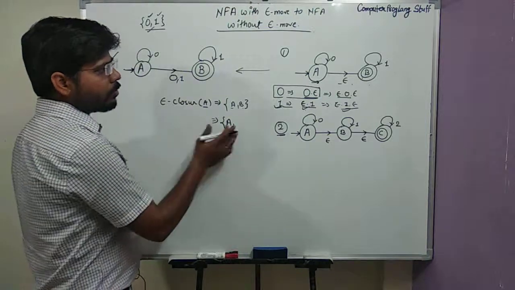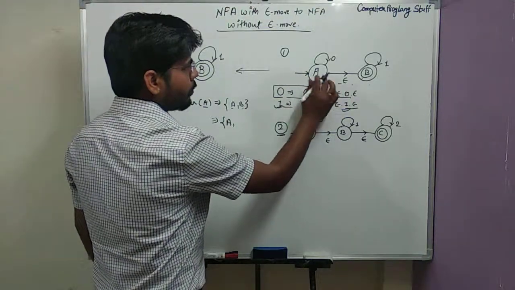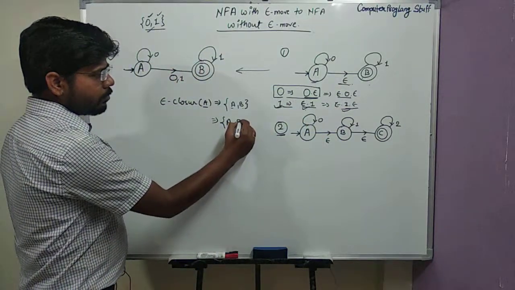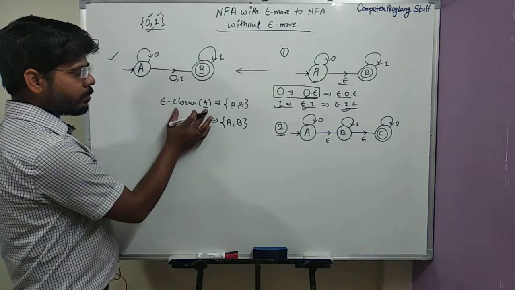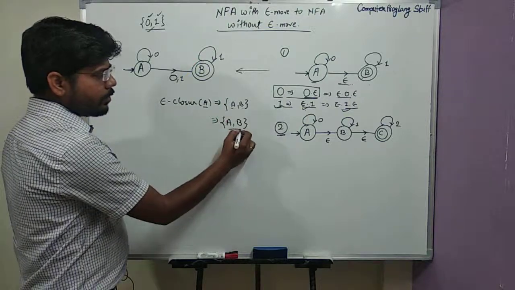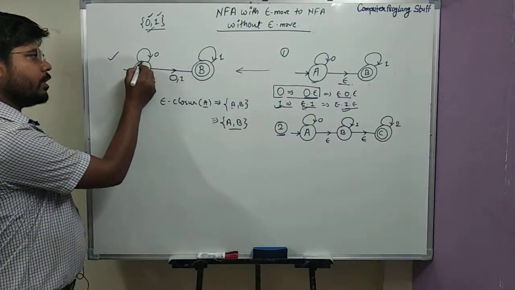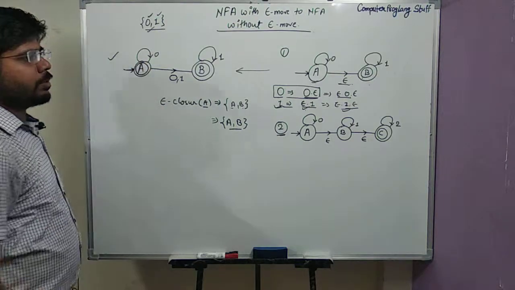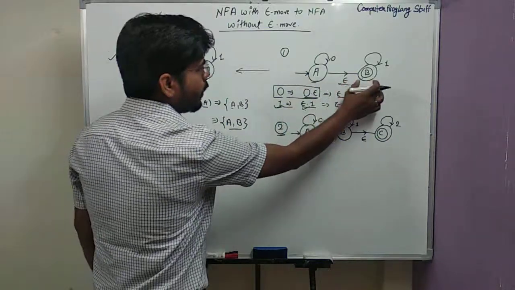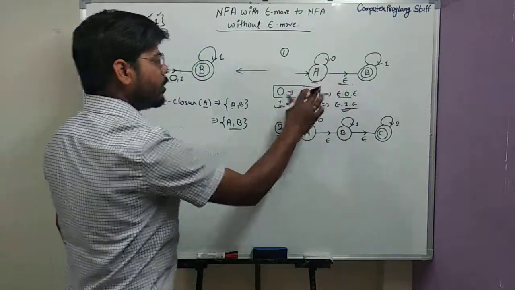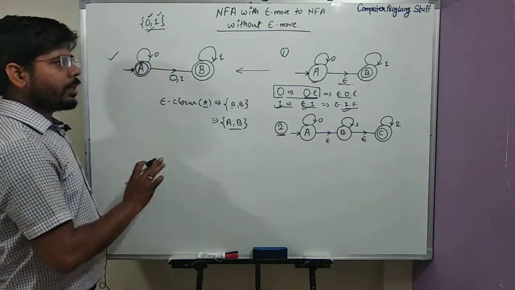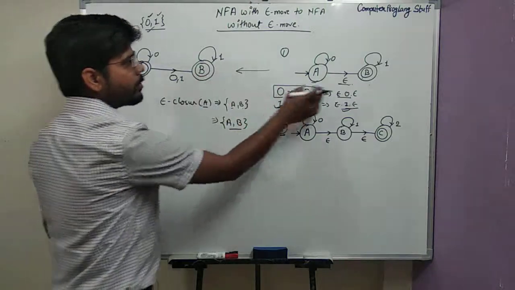Okay, so it is clearly seen in this case that from A to B there is an epsilon transition. So it is also possible that in this epsilon closure of A we can have both these states. If this happens, then we need to make this initial state a final state. In other words, if you can reach from the initial state to a final state with the epsilon transition, then always make the initial state a final state.